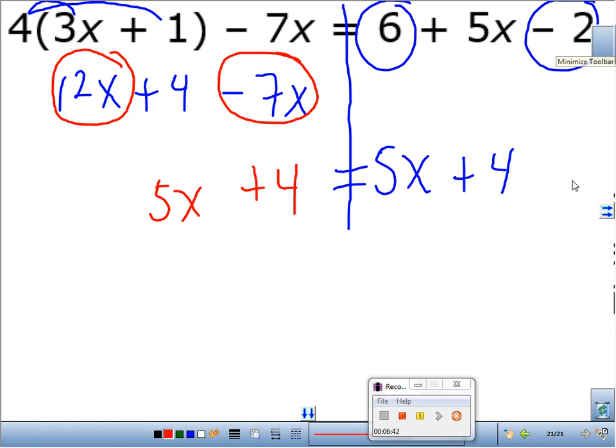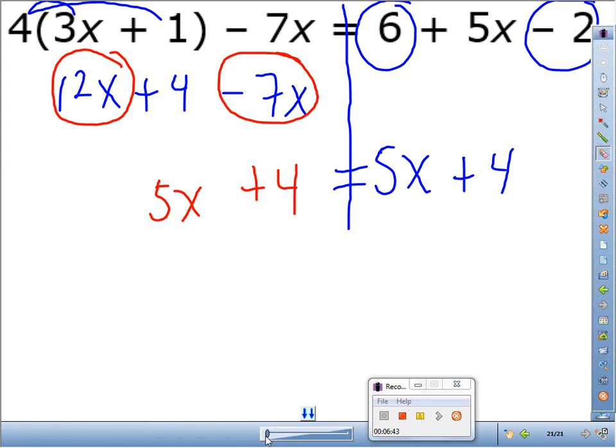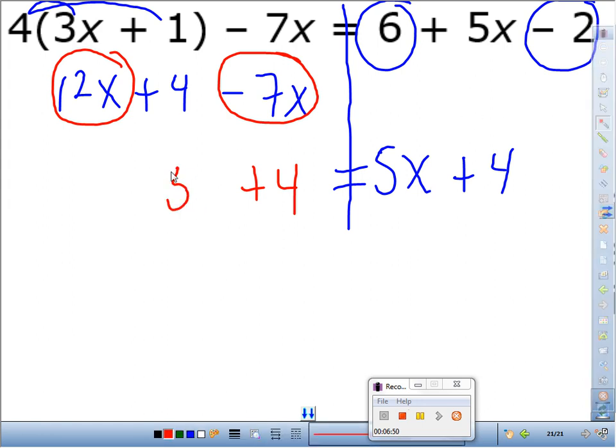So now, let me rewrite this. 5x plus 4. Now check this out. Some of you got stuck at this point. Some of you did the extra step. The extra step should be to get all variables to one side. So you did this, minus 5x, minus 5x.